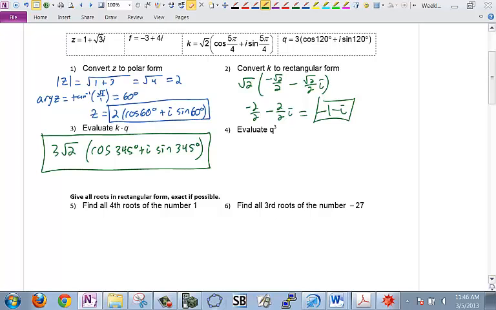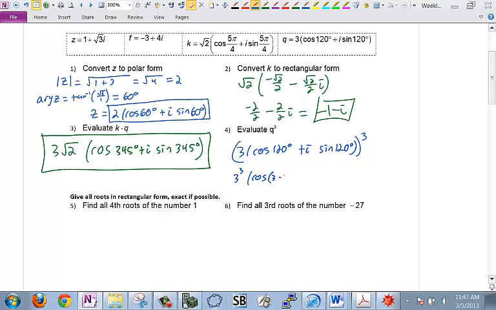Number 4, evaluate q to the third. I was amazed at how many of you are horrible at raising 3 to the third power. It is not the same as 3 times 3, right? I would say it might be near a majority of people who put 9, which was mind-boggling. But so we want to raise 3 cosine 120 plus I sine 120 to the third power.